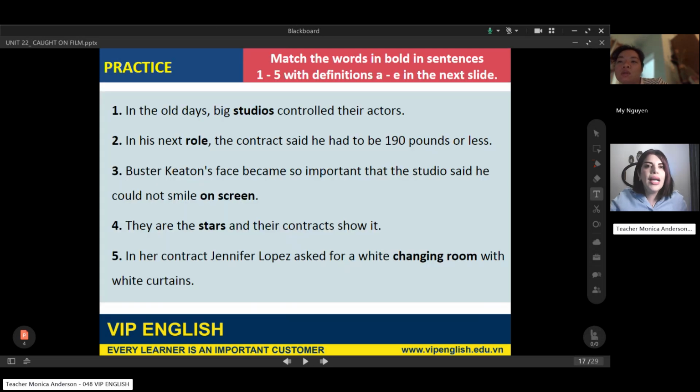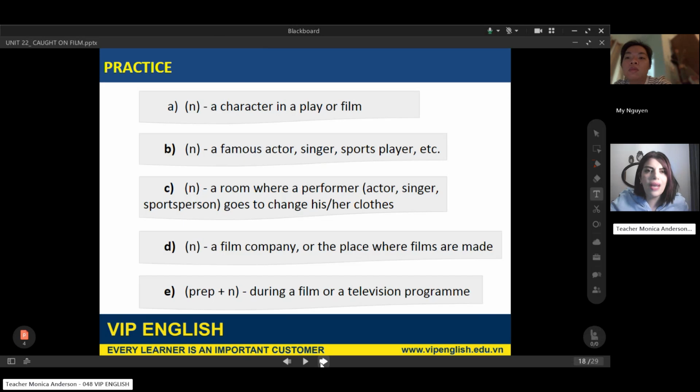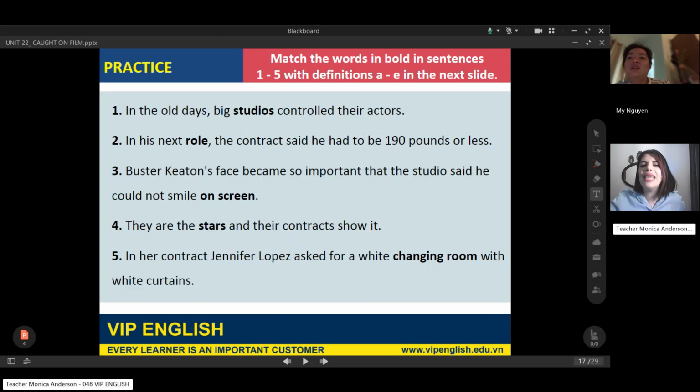Well, as you can see, let's match the words in bold in sentences 1 to 5 with definitions. So, which definition? Let me check. A character in a play or film is?